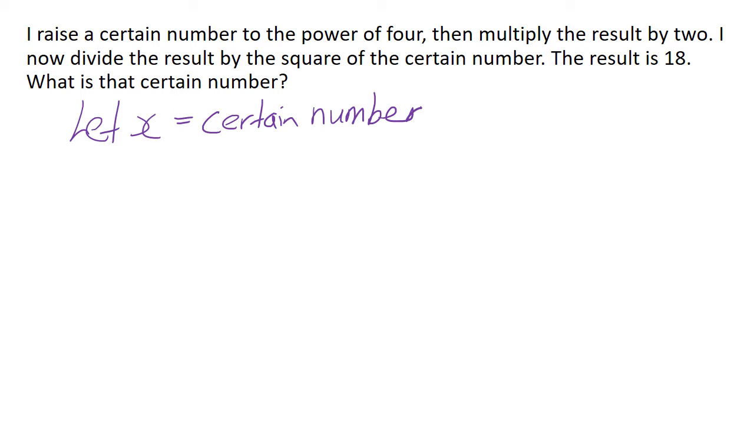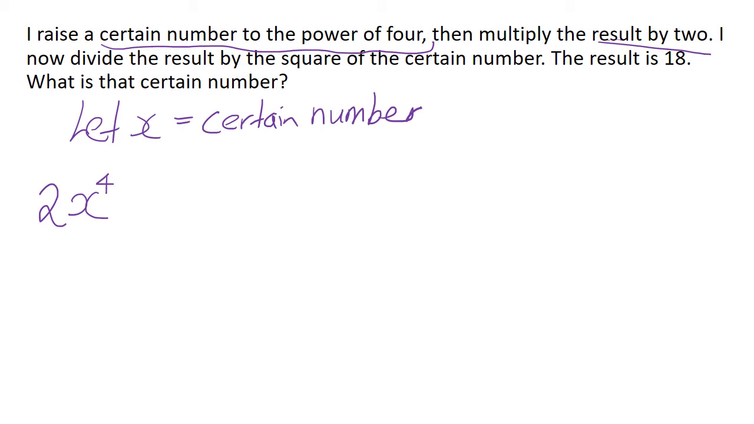So the question, let's just go step by step. I raised a certain number to the power of 4. So how would we write that in terms of algebra? If I raise a number to the power of 4, that's just x to the power of 4, right? And then I multiply the result by 2. So I'm going to multiply this by 2, which is just 2x to the power of 4, right? Remember, when we have 2x to the power of 4, it means 2 times x to the power of 4.